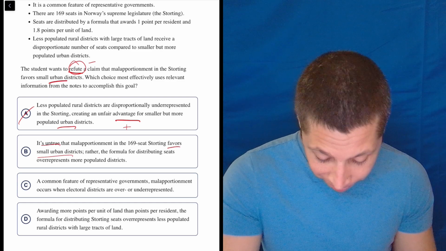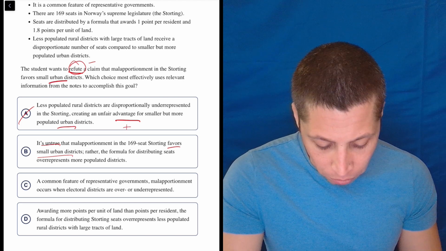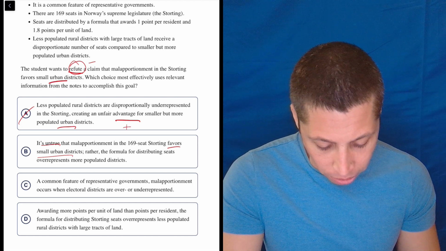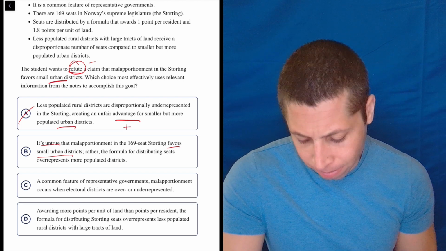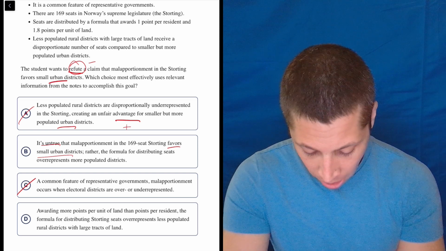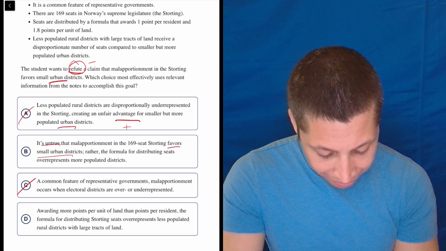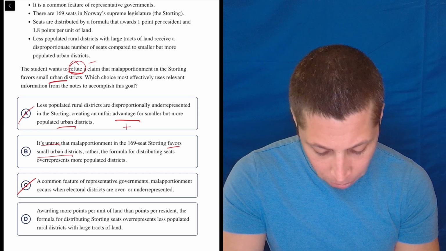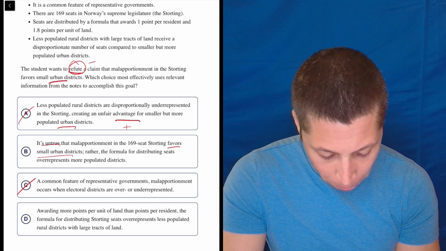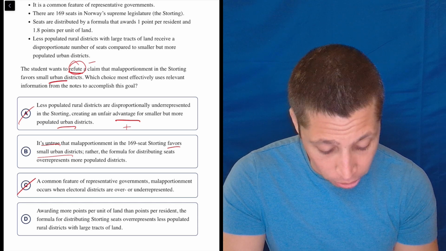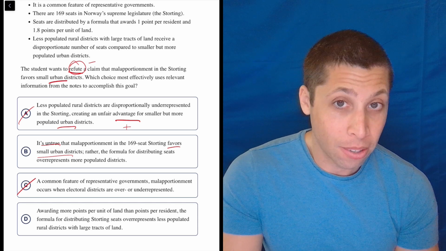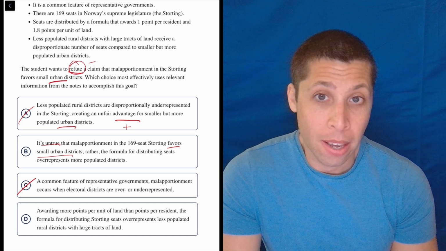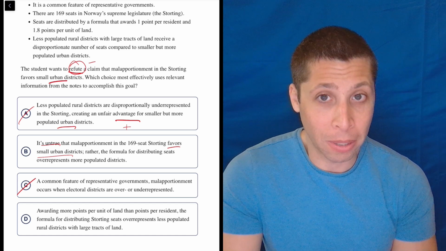Let's keep it in. C, a common feature of representative governments, malapportionment occurs when electoral districts are over or underrepresented. Yeah, there's no refutation there. D, awarding more points per unit of land than points per resident. The formula for distributing sorting seats overrepresents less populated rural districts with large tracts of land. Now, this is where it gets a little tricky. That doesn't say anything about small urban districts.